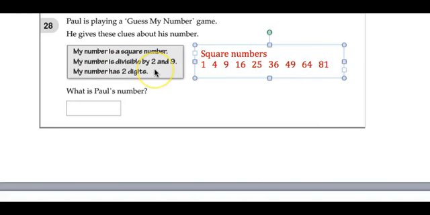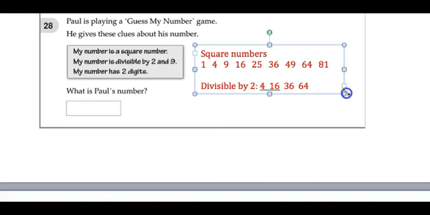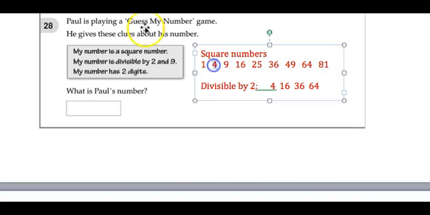Now, it also says my number is divisible by 2 and 9. So let's just look at divisible by 2, which would be the even numbers of those numbers up there. So the ones that are divisible by 2 would be 4, okay, that's divisible by 2. So is 16 and 36 and 64. So they're all the divisible by 2 numbers.